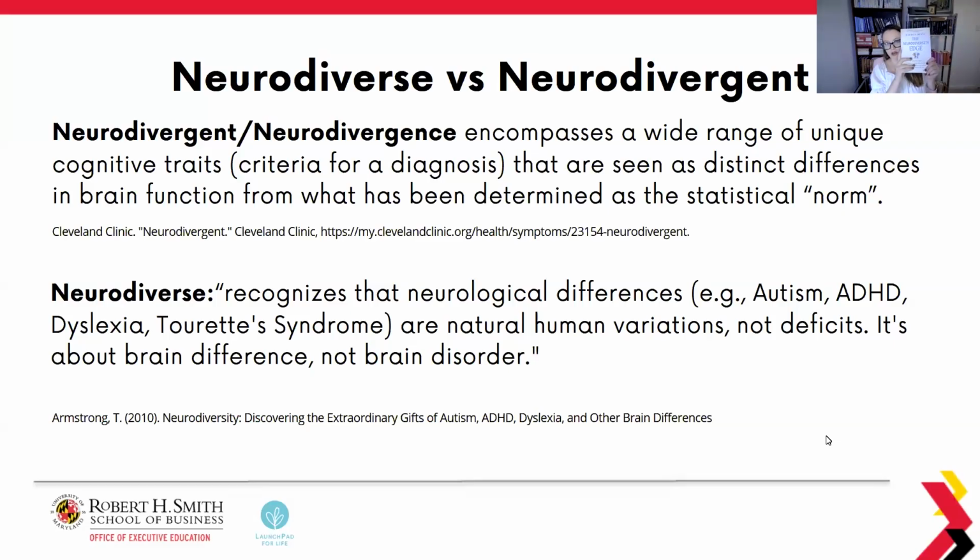This is a book that we recommend. It's called The Neurodiversity Edge by Maureen Dunn. And this is a great one for managers who are looking to learn more about neurodiversity.